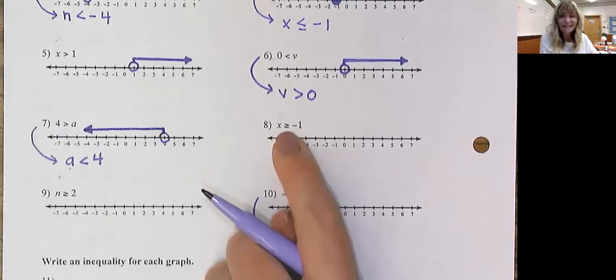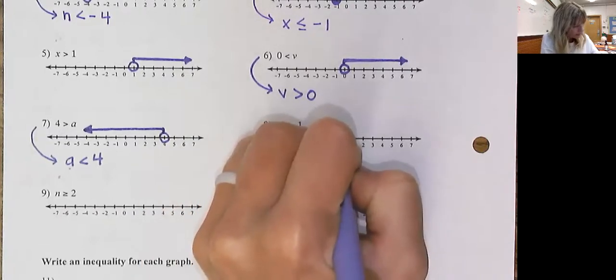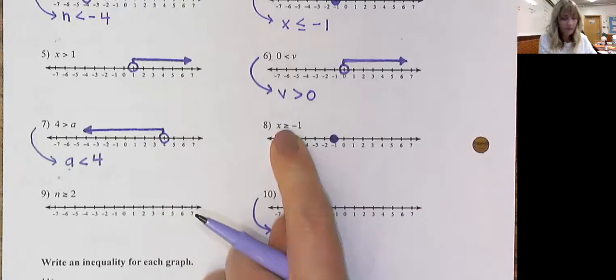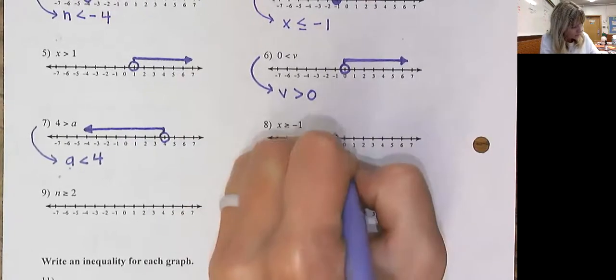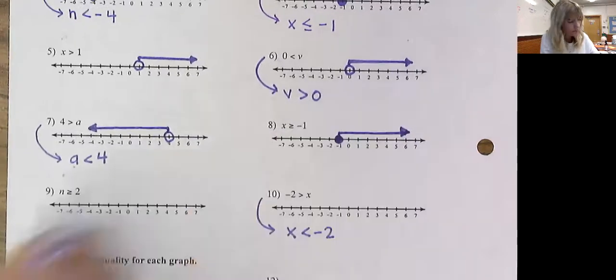This one is a closed circle. Why is it a closed circle? Because it has the equal to part. Greater than, to the right. Closed circle, to the right.